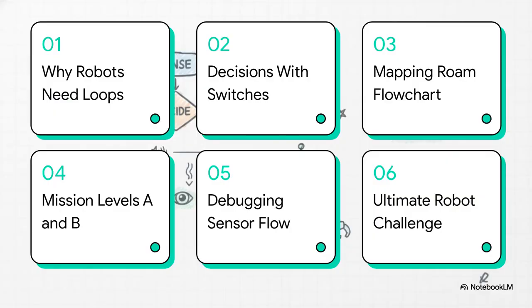To fix that, here is today's mission briefing. We're going to cover why robots need loops, making decisions with switches, and mapping the ROM flowchart. Then we'll tackle mission levels A and B, debugging sensor flow, and finish up with the ultimate robot challenge.